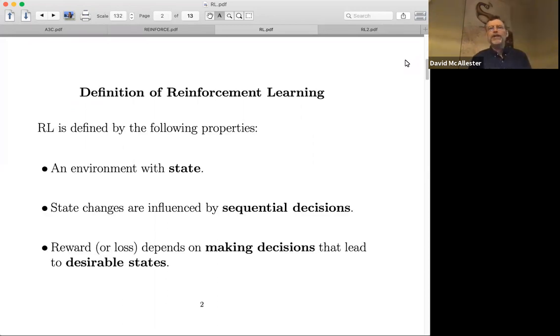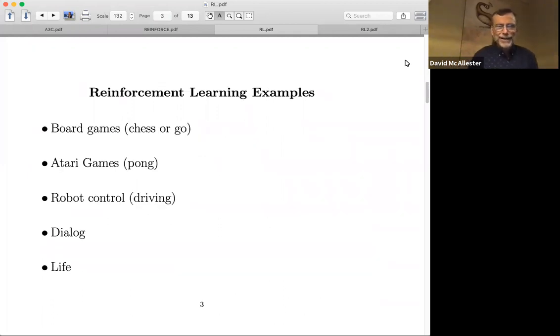So what is reinforcement learning? Reinforcement learning is all about learning to take actions where the actions have consequences. The idea is that one is always in an environment, a state, and we can select actions, make sequential decisions, and these sequential decisions change the state. And then we're going to get reward if we reach desirable states. So that's the high-level technical definition.